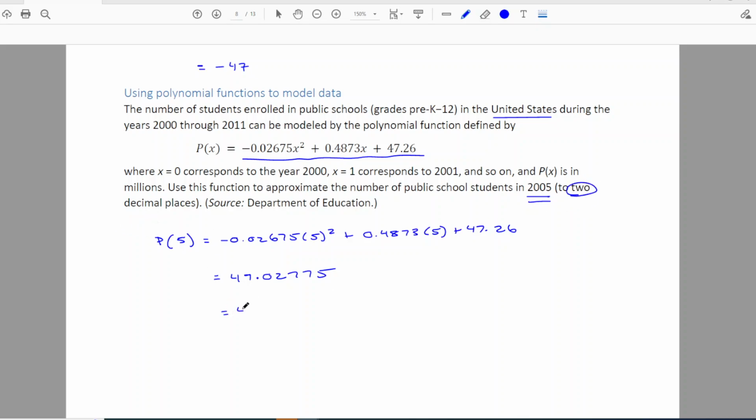So I'm going to give 49.0. I'm going to round the 2 to a 3 because the next number is a 7. And then I'm going to know that this is the number of students in the millions. So 49.03 million students were enrolled in public schools in 2005.